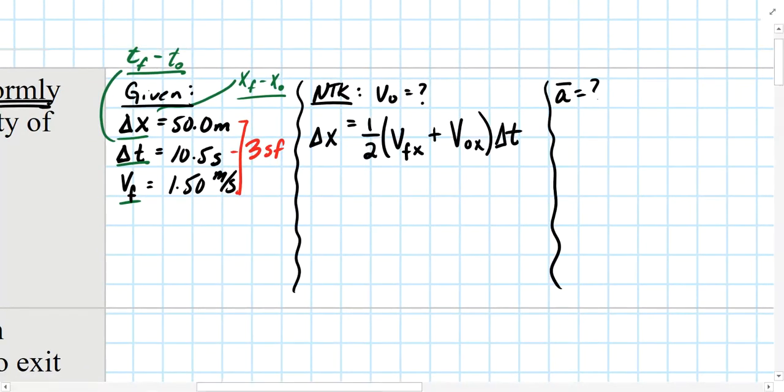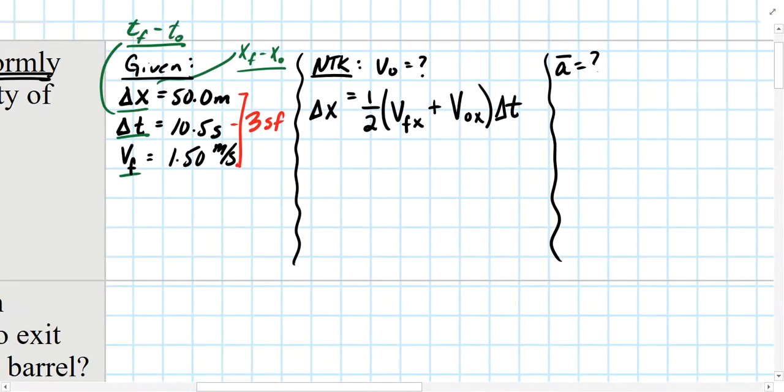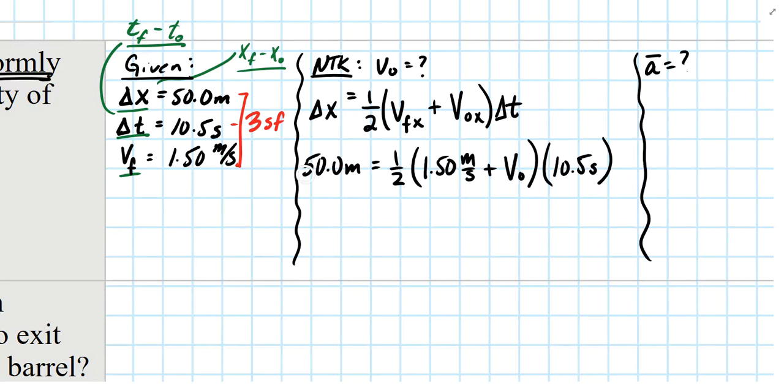And I've just rewritten the equation, and we'll start filling in some values. Notice I've updated the equation with the components that are more closely indicated here in our given information. So I've made the substitutions here, and it's really important to include your units, so let's get in the habit of doing that. We've got 50.0 meters equals 1/2 times (1.50 meters per second plus v naught, our initial velocity, and it is in the x direction, but I dropped the subscript x, and that's okay) multiplied by 10.5 seconds, the amount of time that's passed.